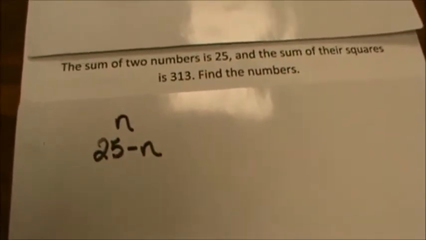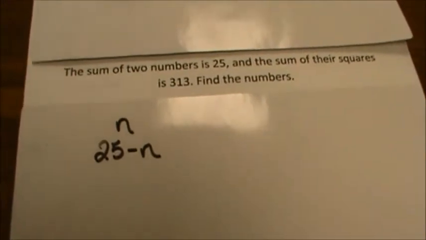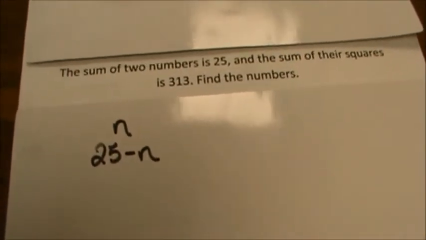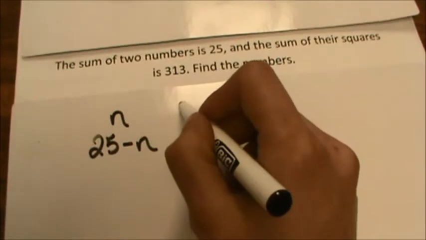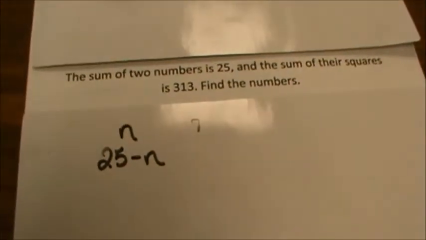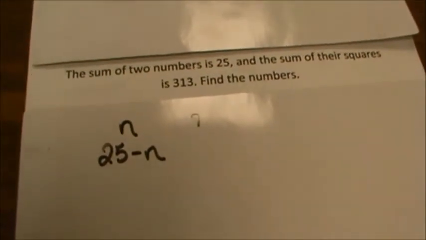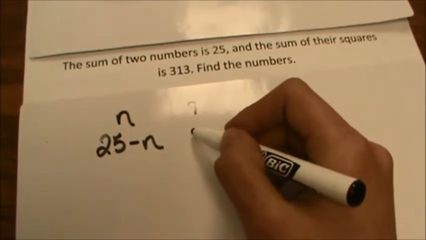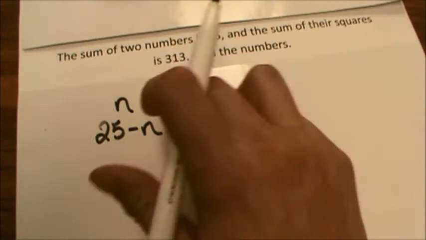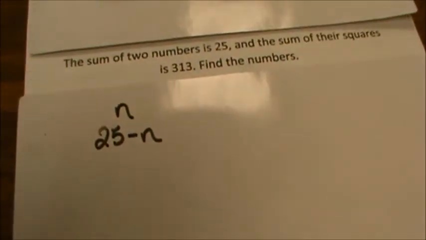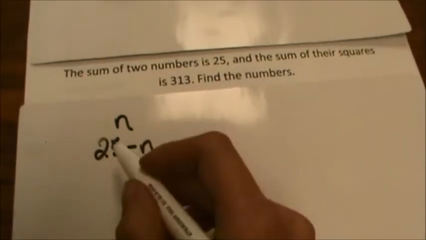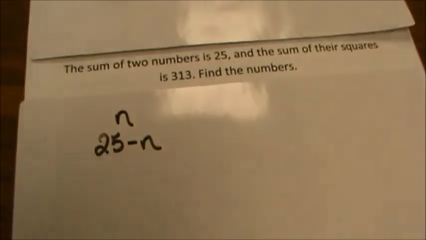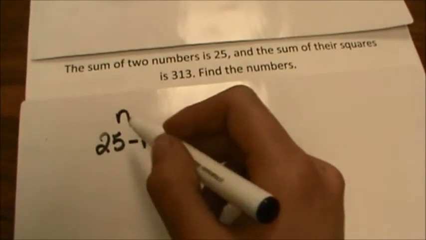Let's think about that for a second. If I know two numbers that add up to be 25, and let's say one of them is 7, I know that the other number would have to be 25 minus 7, or 18. So if I know one number, I would subtract it from 25 to find the other number. That's why I set up my variable expressions in this way. So these are my two numbers.